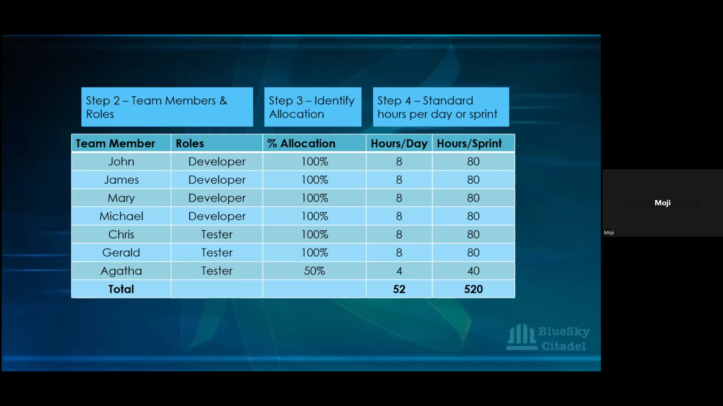She has 4. And then when you do it per sprint, this is just us multiplying this by 10 because it's 10 days. So per sprint, you will get 80, 80, 80, 80, and then you get 40 for Agatha. Okay, so we can see that the total per day for this particular team is 52 hours per day, and in sprint it is 520. Okay, so let's see what happens to this 520 if we start factoring in all those considerations that we need to factor in to know the total hours we have at the end of our calculation.